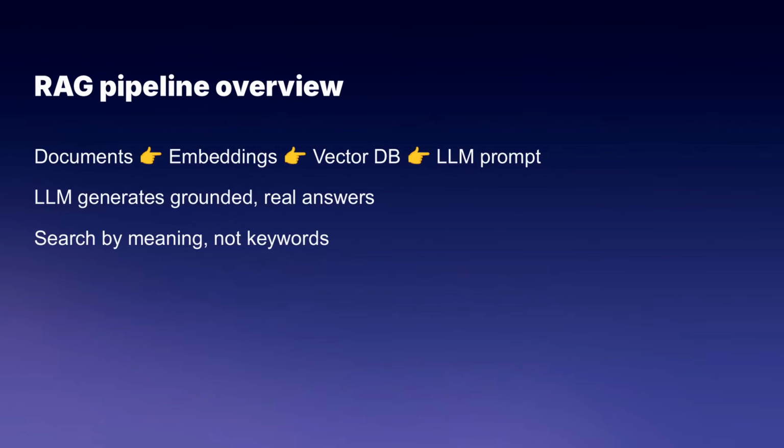Let's break that down. First, you have a collection of content, documentation, issue threads, support articles, whatever your app needs to know about. We split this content into smaller chunks. These chunks are then turned into vectors, mathematical representations of meaning, using something called an embedding model. Once we have those vectors, we store them in a vector database. This is a special kind of database optimized for searching based on similarity, not just keywords.